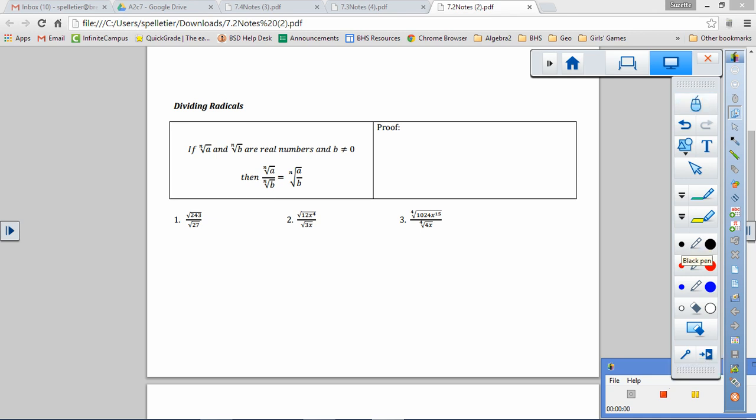Okay, this lesson is going to be all about dividing radicals. So the last one we talked about the multiplication rule. This time we're going to talk about the division rule.